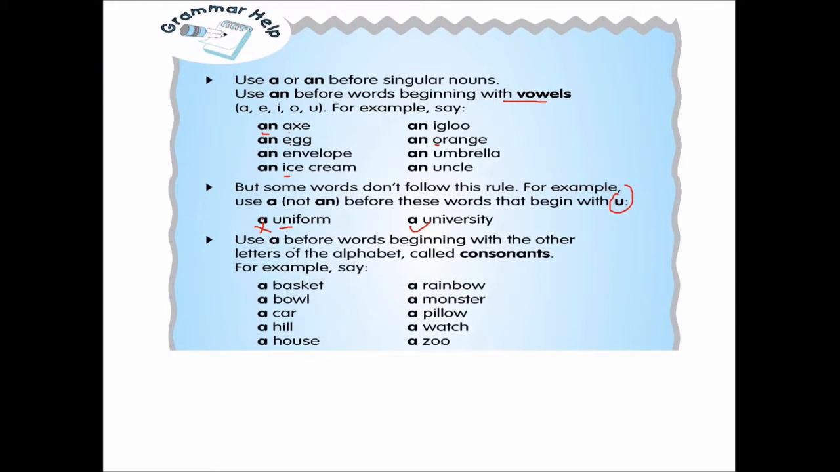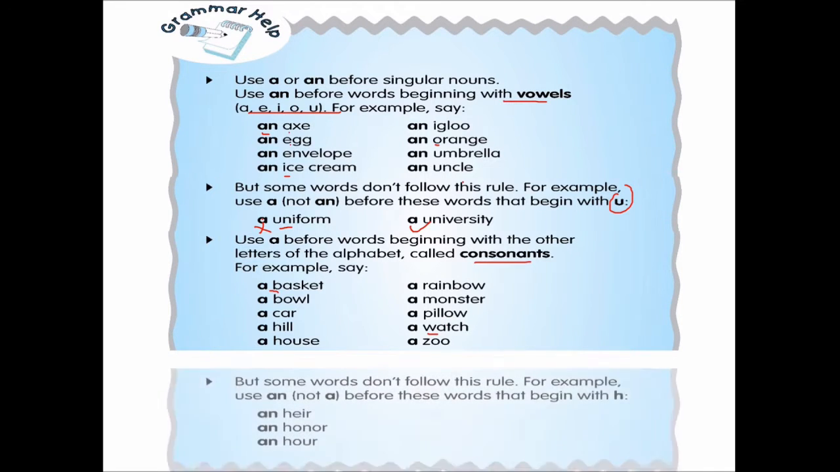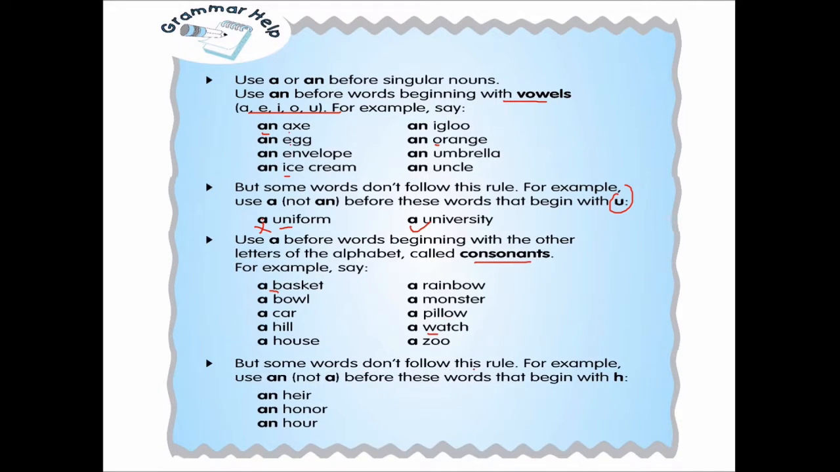And use a before words beginning with the other letters of the alphabet, which are called consonants. So there are two types of alphabets, known as vowels and consonants. A, E, I, O, U are vowels, others are consonants. They start from B, other than A, E, I, O, U. They start from W, other than A, E, I, O, U. So you have to use a basket, a bowl, a car, a house, a rainbow, a monster, a pillow, a watch, and a zoo. But some words again don't follow this rule.